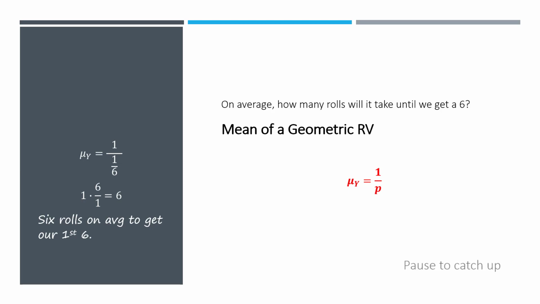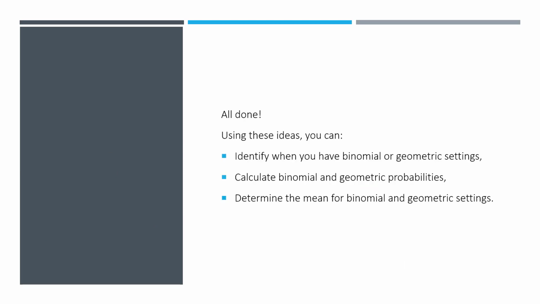Either way, these formulas are available for you to find on your AP Stats formula sheet, so you just need to know how to apply them and to be able to determine whether we're in a binomial or a geometric setting. Guess what? That's it. We're all done. Using these ideas, you can identify when you have a binomial or geometric setting, calculate binomial and geometric probabilities, and also determine the mean for each one of those settings too.